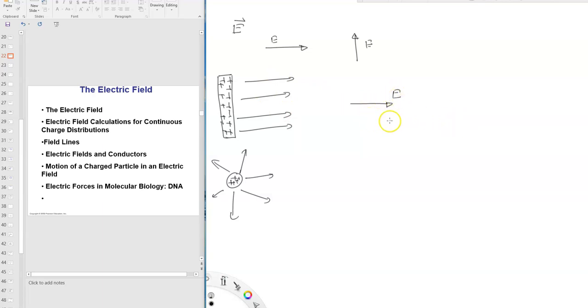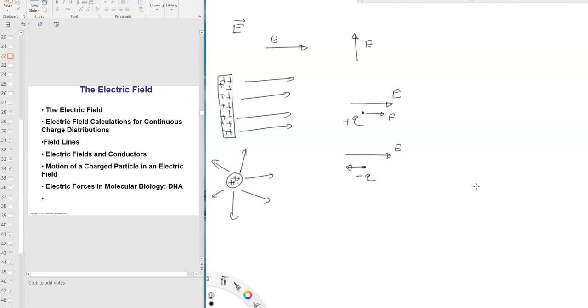And when you place a charge in this electric field, let's say you have this charge Q, there's a force acting on it. If Q is positive, the force is in the same direction as the field. If the charge is a negative charge, the force will be in the opposite direction. Okay, so we know how to figure out the direction of the force.